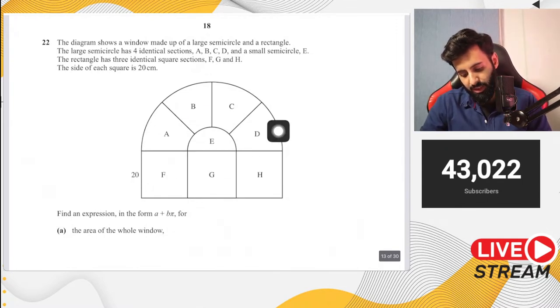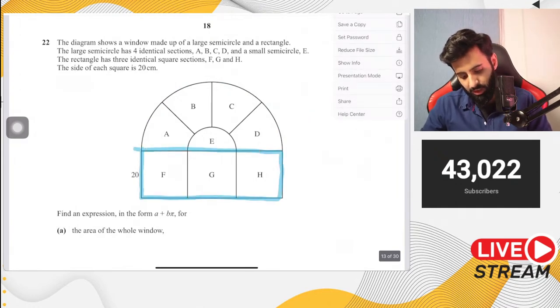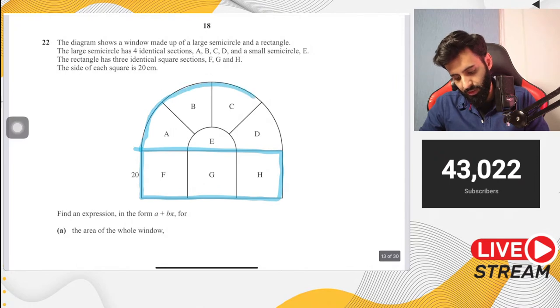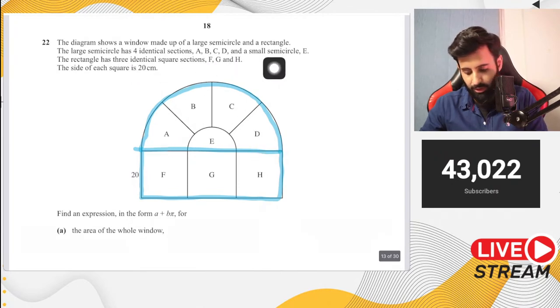So this is the semicircle that the question is talking about. Okay, when the question says it's made up of a large semicircle, this is what the question is talking about. And when the question says it's made of a rectangle, this is what the question is talking about. So here you have your window. Now, this window is divided into four identical sections. So that means A, B, C, D are identical, not according to me, according to the question, and a small semicircle E. Okay.